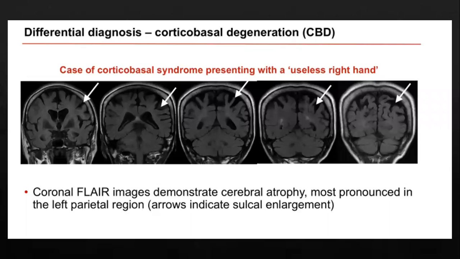Coming to the corticobasal degeneration picture, there's going to be asymmetric atrophy of the cerebellum. So this shows cerebellar atrophy. It is mostly asymmetrical atrophy. So this shows mostly a left-sided cerebellar atrophy where the patient has a useless right hand.